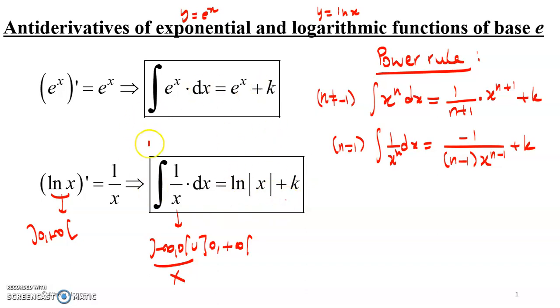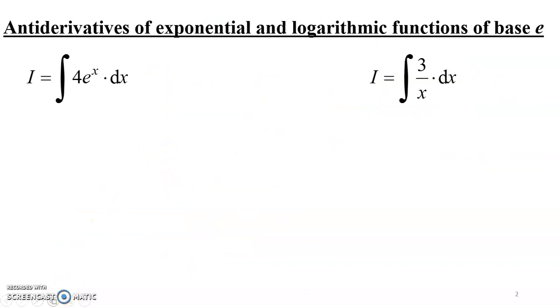Now let's just put these rules into examples here. The first one is actually very easy. Now 4 is a constant. It just goes outside of the integral. Now the integral of e to the x is e to the x, because e to the x is unchanged by differentiation. So here the integral of I would in fact be 4 e to the x.